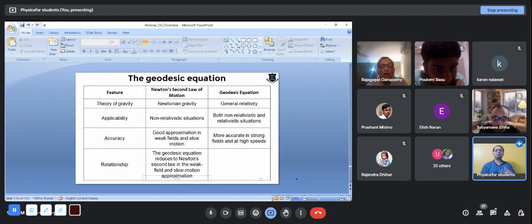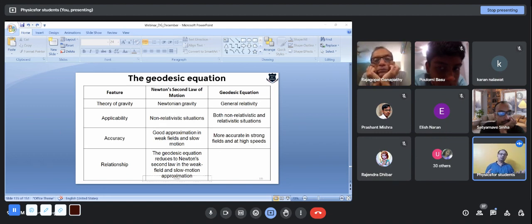So what it actually shows is this: Newton's second law of motion is applicable to Newtonian gravity, non-relativistic solutions, and the geodesic is more generalized, both non-relativistic and relativistic. So the basic idea of showing this derivation is that the second law of motion of Isaac Newton is something which is similar to geodesics. The only difference is that it is in a flat space time versus a curved space time, so we have to consider a lot of symbols, etc.